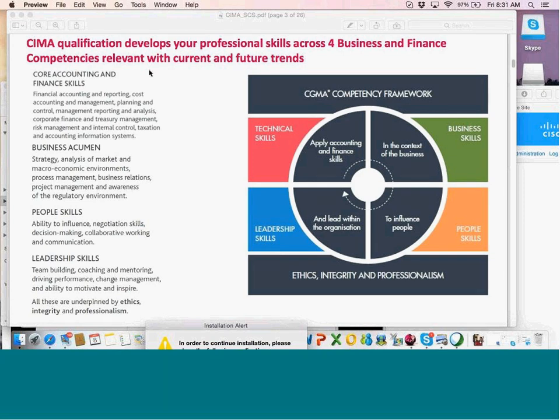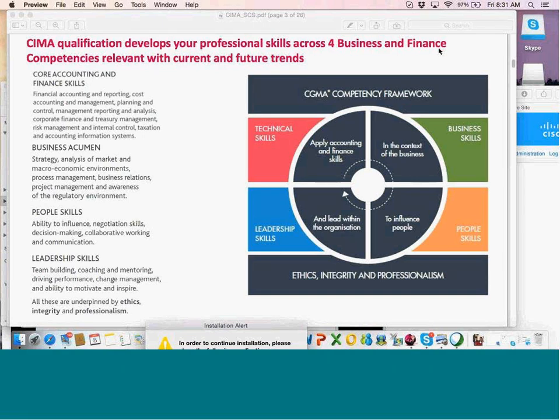SEMA develops your professional skills across 4 business and finance competencies, relevant and future trends. If you see, they are saying business and finance, not finance and business. Okay, there again, the emphasis is on you being a business person first. Okay, you're a business partner.